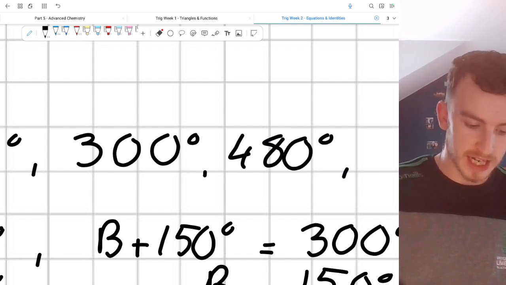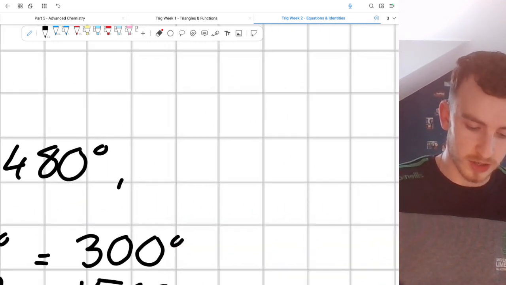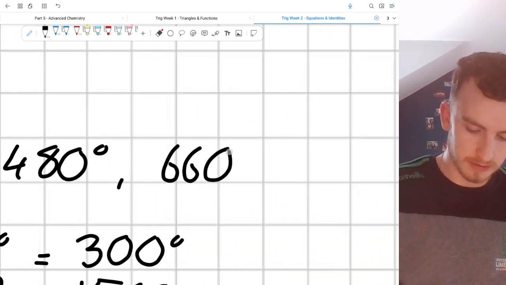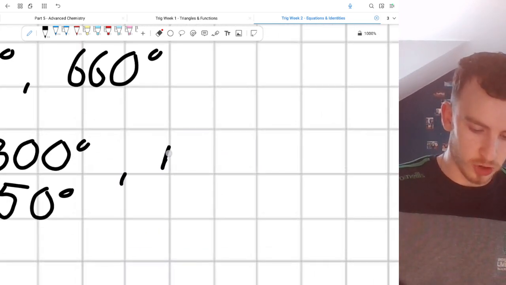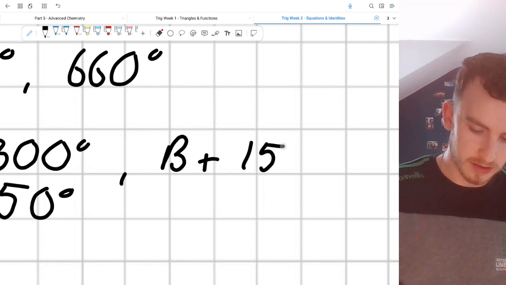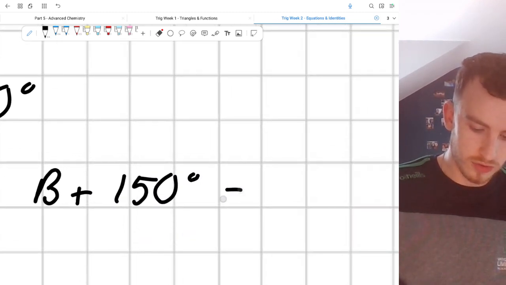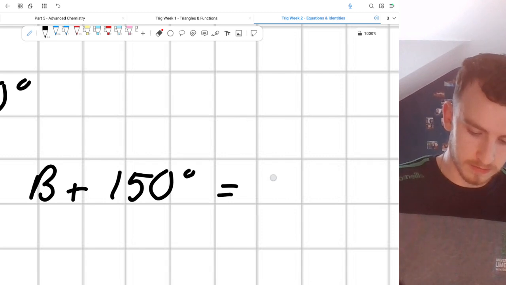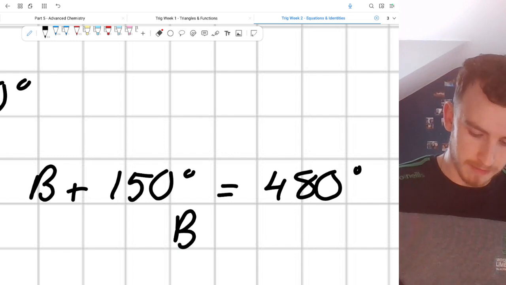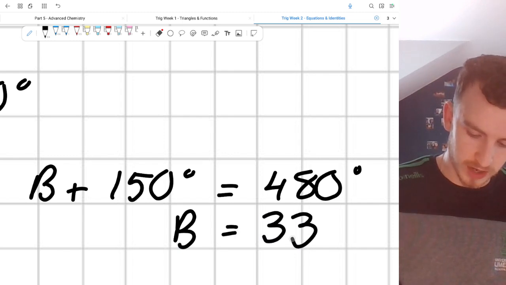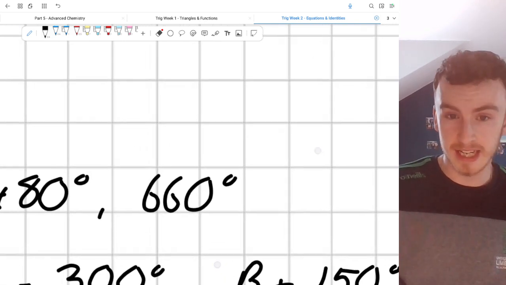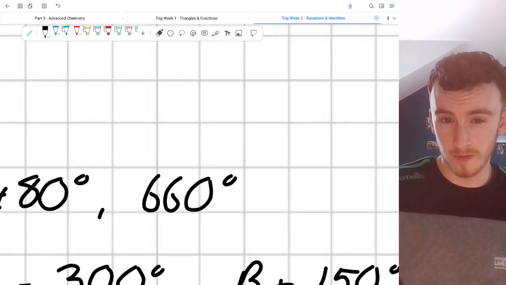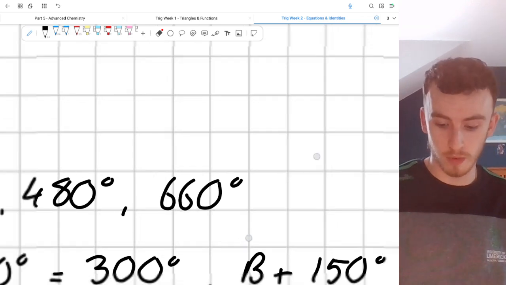If I add on another 360 to 300, that is going to be 660. So my next answer could be b plus 150 is equal to, what did I say, 480. So that means b is 480 minus 150, which is 330. Now, if I go up to 660, 660 minus 150 is going to be what? 550. So way more than 360.